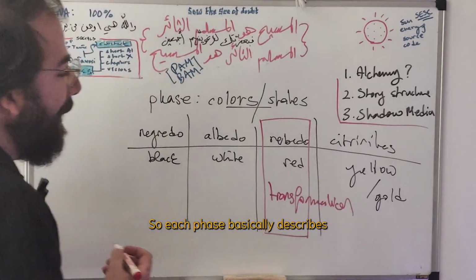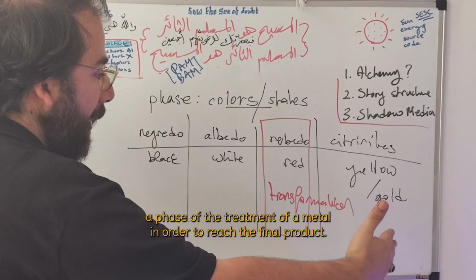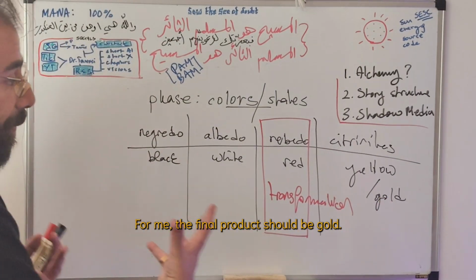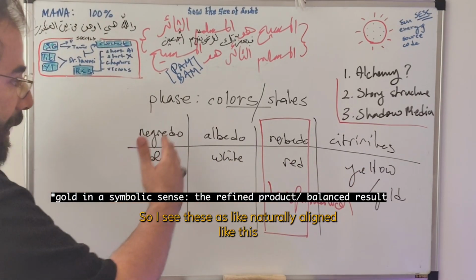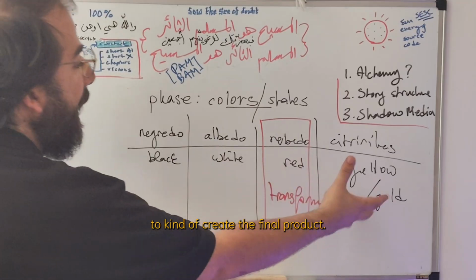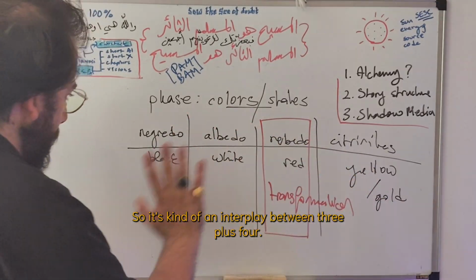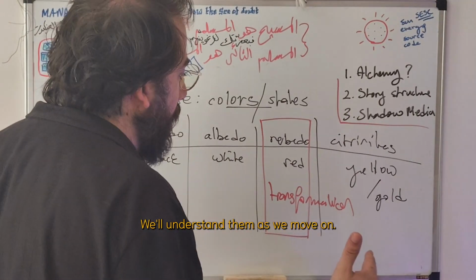Each phase basically describes a phase of the treatment of a metal in order to reach the final product. For me, the final product should be gold. So I see these as naturally aligned like this to create the final product. So it's an interplay between 3 plus 4. Just take my words now with a grain of salt. We'll understand them as we move on.